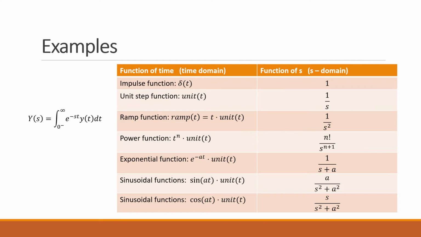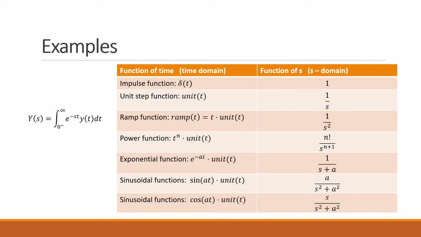Here are some common examples of Laplace transforms that you need to remember. This table shows functions in time domain and their corresponding functions in the s domain. Laplace of an impulse function is 1. Laplace of the unit step function is 1 over s. Unit step function is 0 for all negative numbers and then jumps to 1 at origin and stays there for all positive numbers. Laplace of the ramp function is 1 over s square.